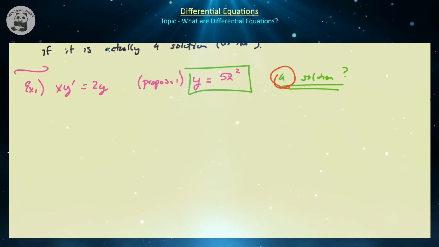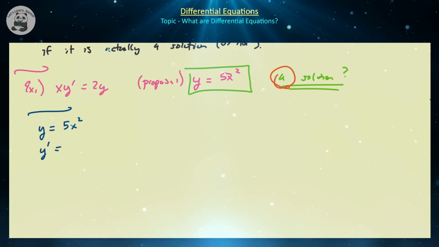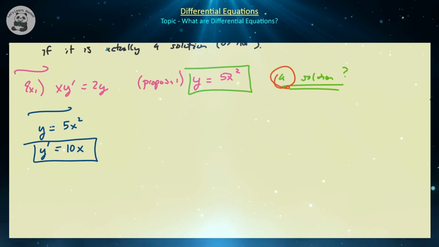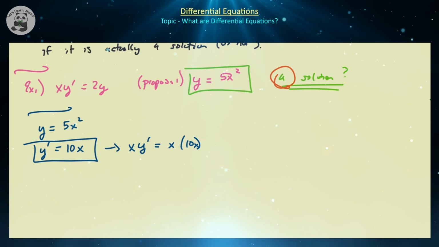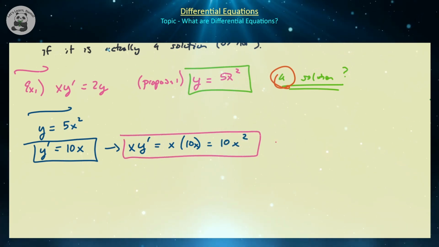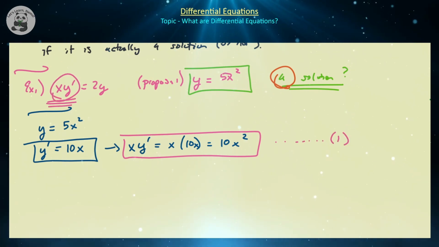So let us see if we can verify that 5x squared is or is not a solution to this particular differential equation. If this is our particular claim, y is equal to 5x squared, then the derivative of y is just going to be equal to 10x via the power rule. So we know what y prime should be equal to. If y prime is equal to 10x, then if we multiply y prime by x, that's going to be x times 10x, which is just going to be equal to 10x squared. So that's the left-hand side of this differential equation.